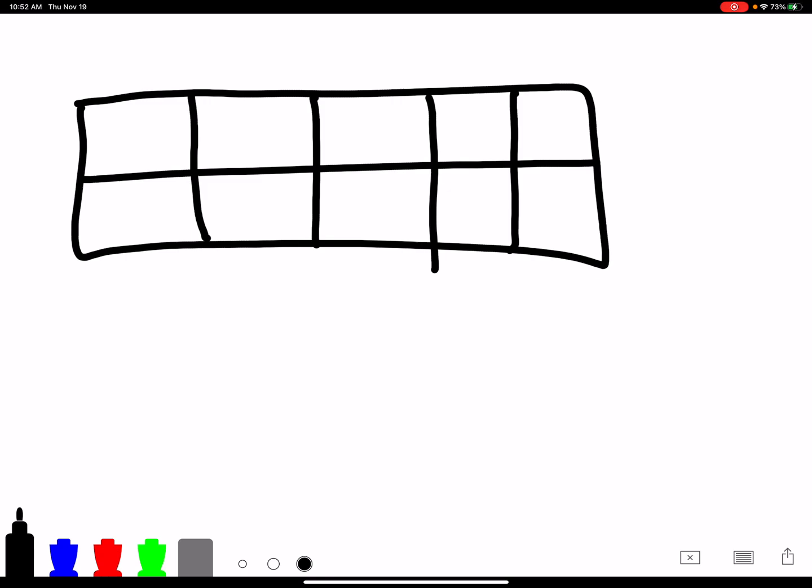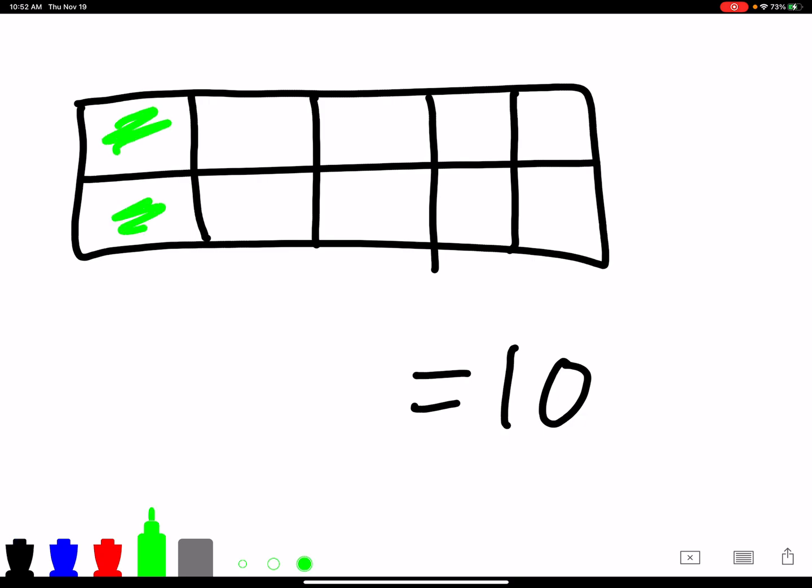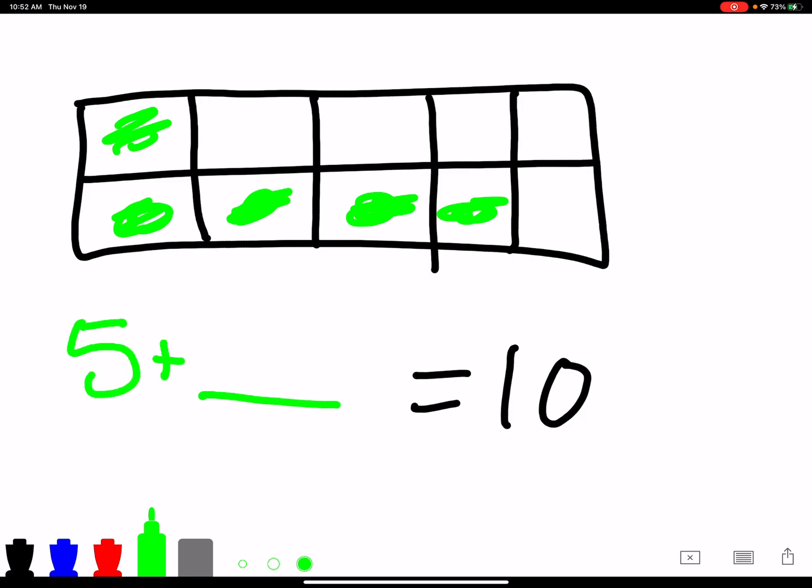We have 10 blocks, because that's the total blocks we have. But what if I was to color in that many blocks? So if we count the green, how many greens do we have? We have 1, 2, 3, 4, 5. We have 5 green that are filled in, plus whatever, that makes 10.